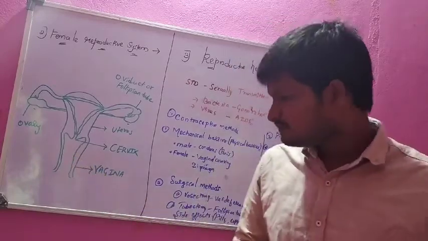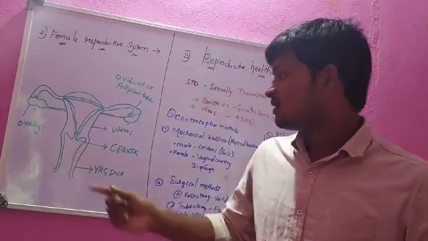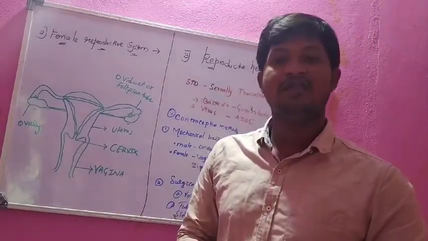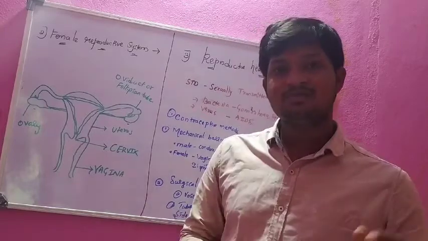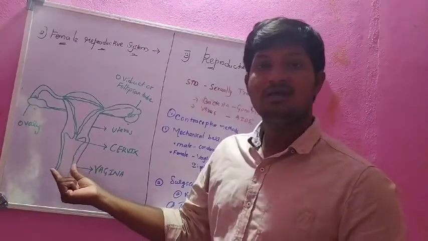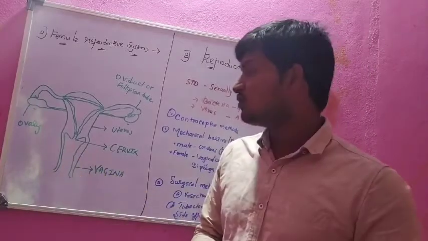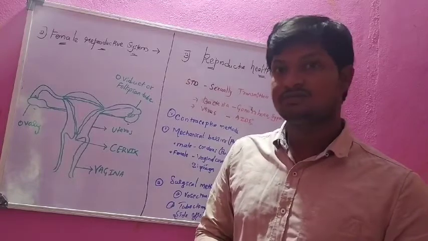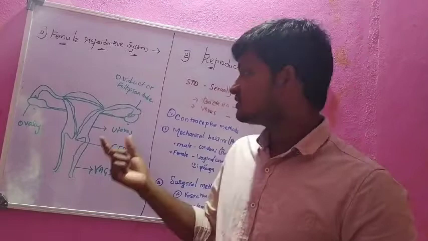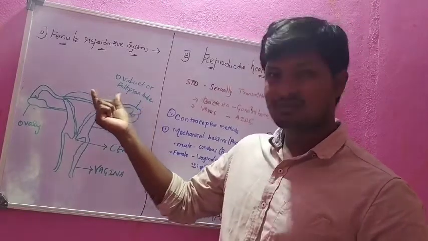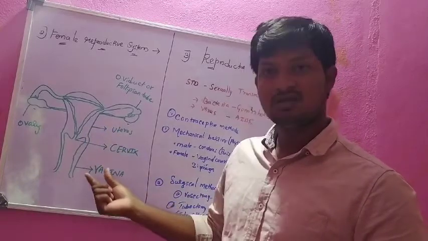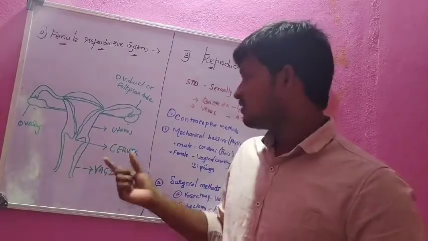Exactly at the vagina, during intercourse of male and female, the sperm cell fuses with the egg cell, only during that intercourse. Here the uterus is mainly responsible. It takes the egg cell from the fallopian tube to the uterus, and from the uterus to the vagina, through which the cervix is formed.